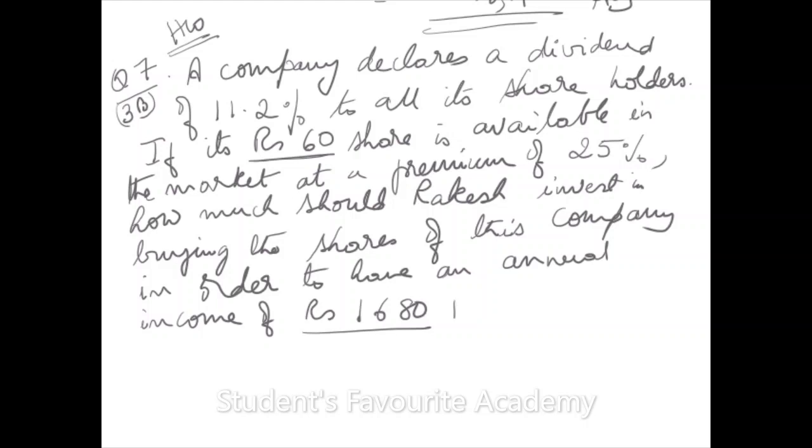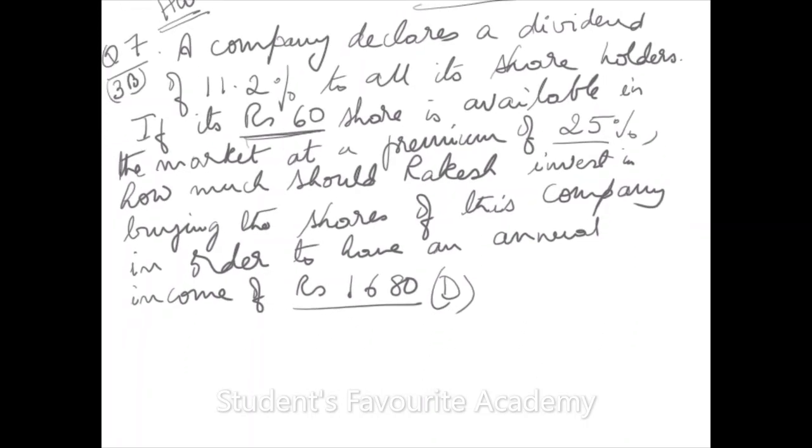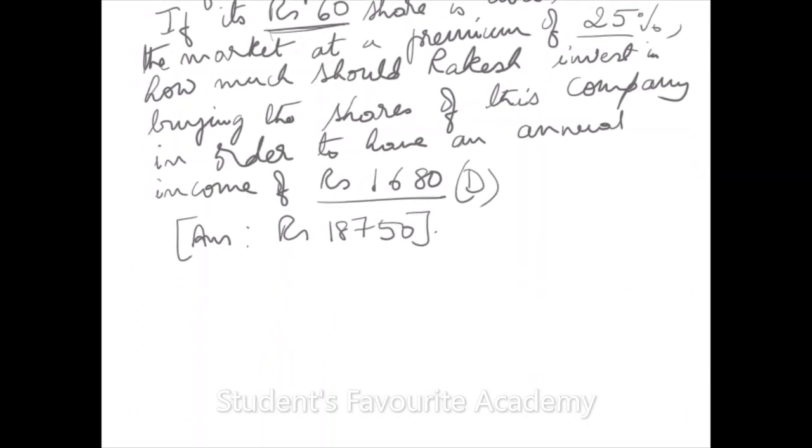Okay, so 1680 is your dividend, right? And nominal value, you know, market value will calculate. Then using the dividend formula, you will find out the number of shares. Once you know the number of shares, then you will get the investment by multiplying the number of shares with market value. So do it. The answer should be, for your verification, investment is rupees 18,750. Similar to your previous question, do it. The next question also you can do it as homework.